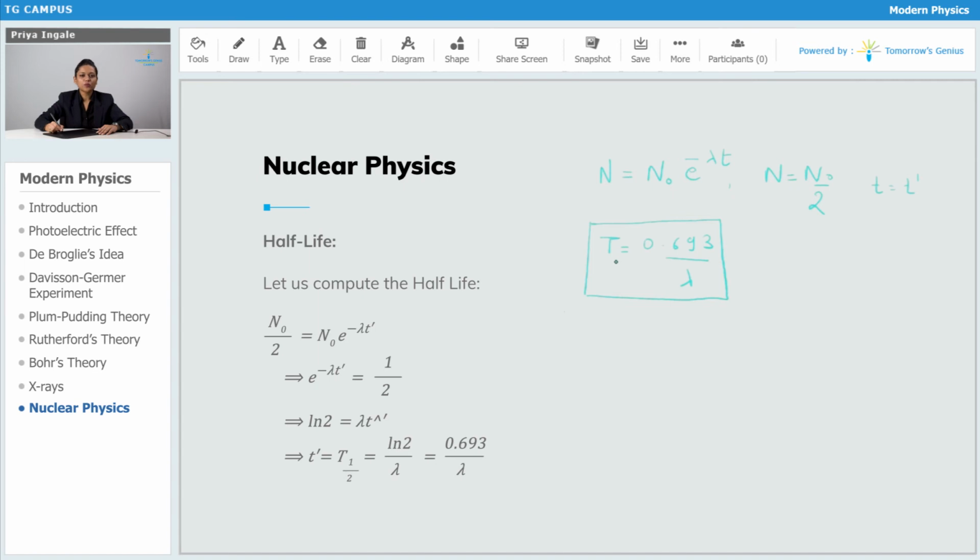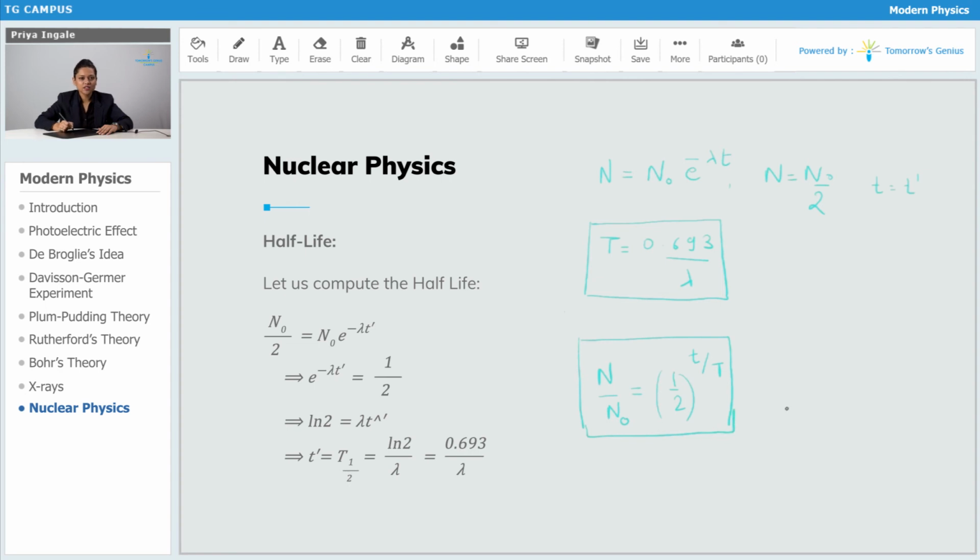Right. From this expression you can see that this capital T, that means the half-life period, is independent of the number of nuclei present at time t equal to 0. It is just dependent on the decay constant lambda. One more relation you need to have is the number of nuclei present at any instant upon the original number of nuclei N naught is equal to 1 by 2 to the power small t by capital T, where capital T is the half-life period.